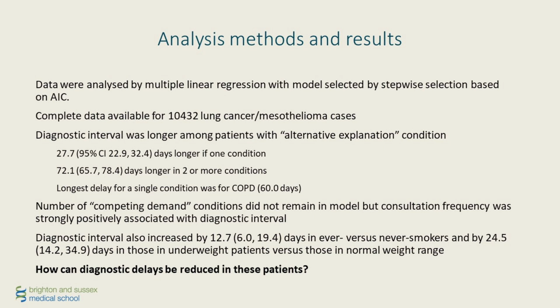We had complete data available for around 10,500 lung cancer and mesothelioma cases. And we found that diagnostic interval was increased in patients with one or more alternative explanation conditions. It was nearly 28 days longer if they had a single condition, and 72 days longer if they had two or more conditions. And the longest delay looking at the conditions individually was for COPD, which delayed diagnosis by 60 days.